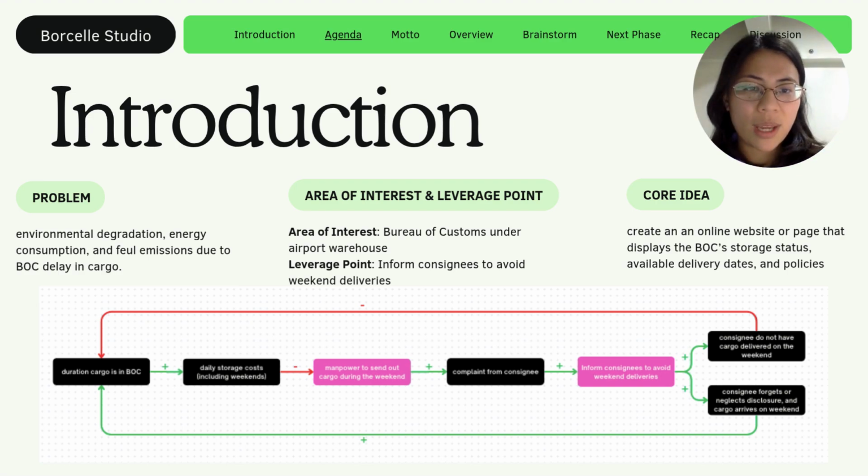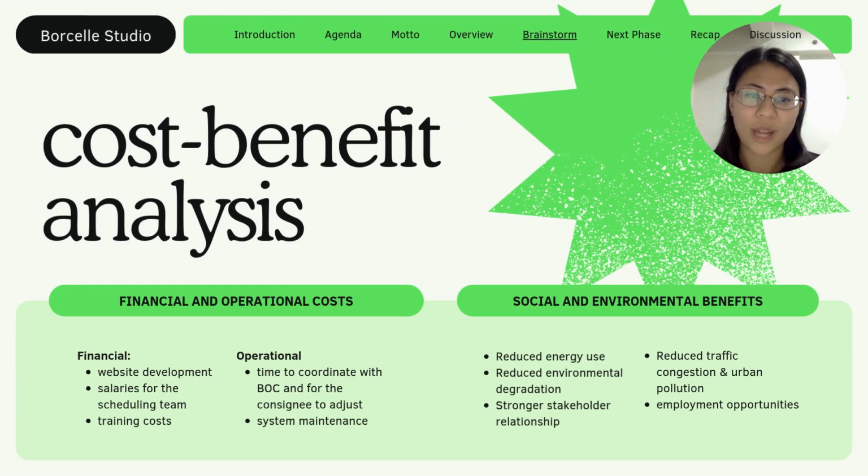So next we have the core idea. It is to create an online website, page, or platform that displays the BOC's storage status, available delivery dates, and policies. Okay, so now we move on to the cost benefit analysis.